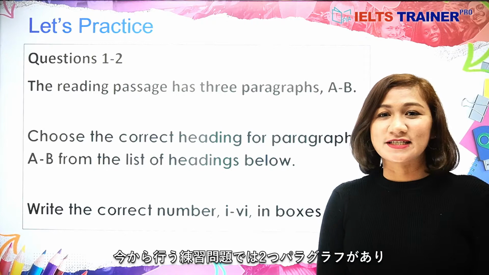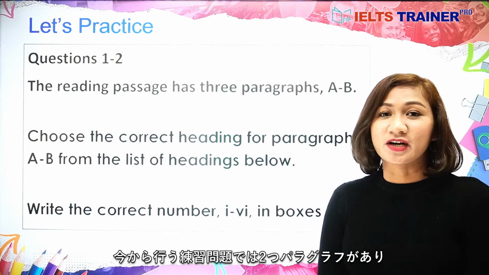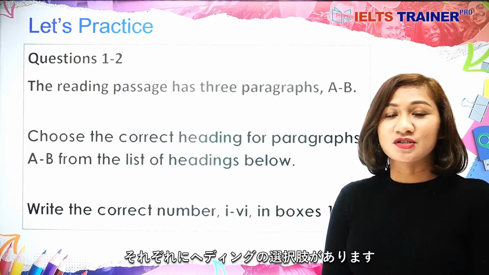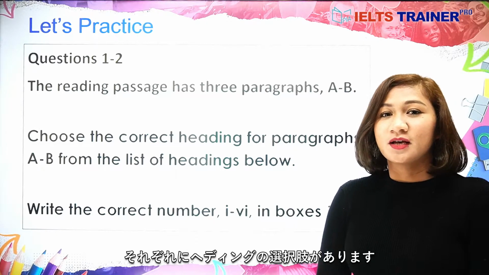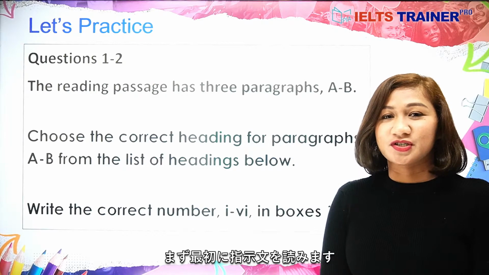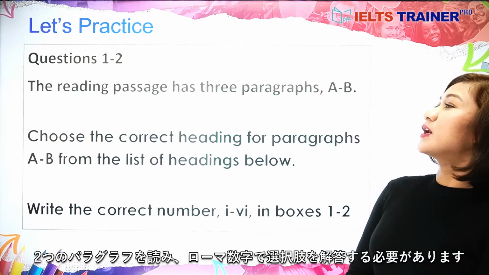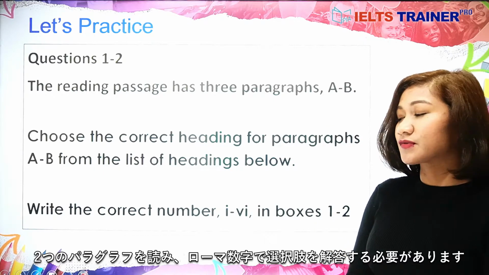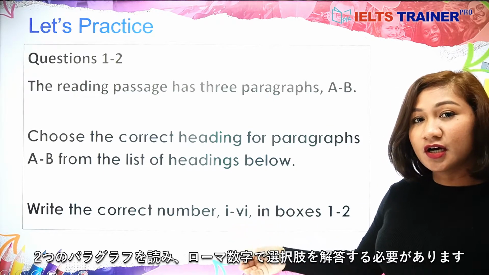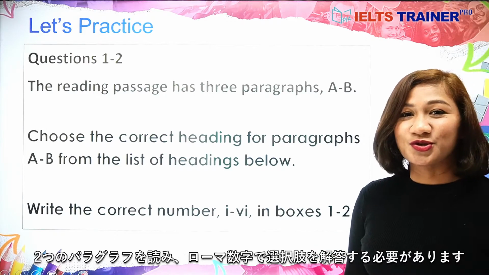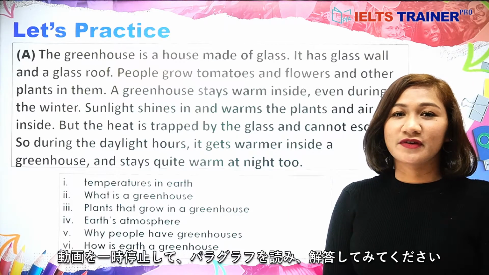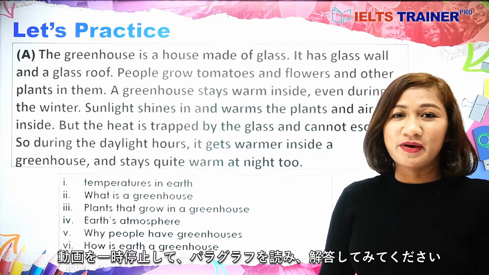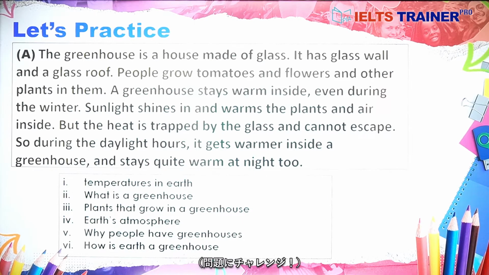For our practice, I will be showing you 2 paragraphs, and below each paragraph you're going to see the list of headings where you have to choose from. First, let us read the instruction. It says that we are expected to read 2 paragraphs and that we need to write the Roman numeral of the heading that we are going to choose. You may pause the video to have time reading the 2 paragraphs and to choose the best heading for each.